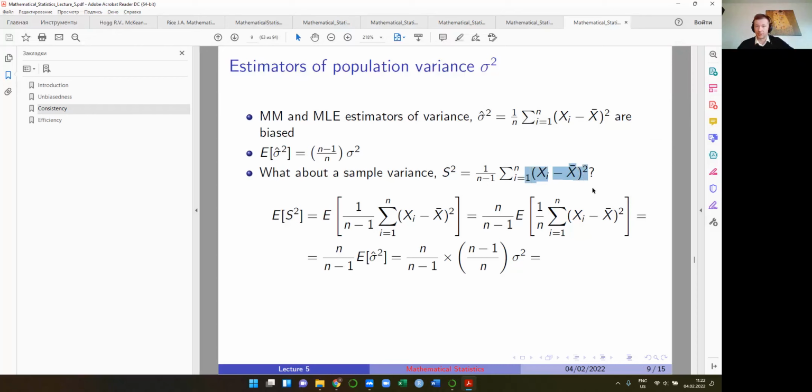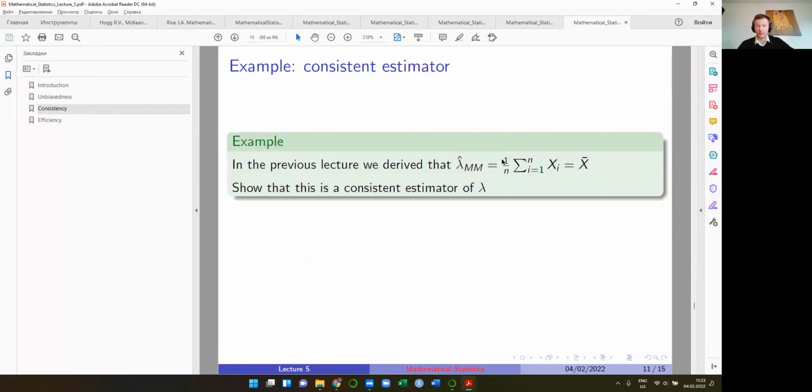That's an illustration that even though sigma squared hat is a biased estimator, it is consistent, because both of them will shrink to the same target, to sigma squared, as n goes to infinity.